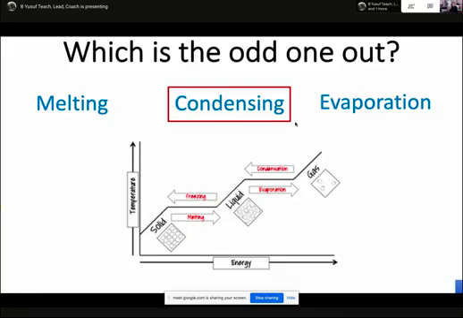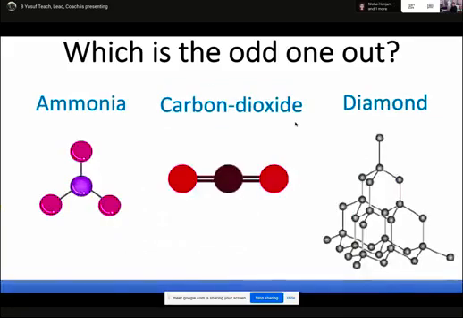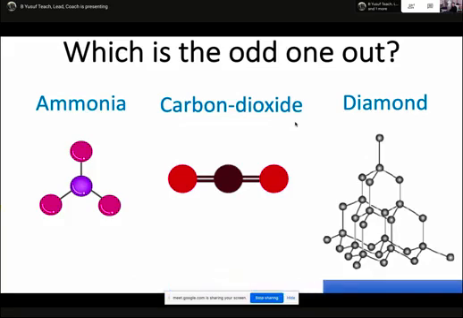What about this last one here? Which of these 3 substances is the odd one out? You've got ammonia, carbon dioxide, and diamond. And again, 3 visuals to give you a hint. Which one is the odd one out? What did you come up with?